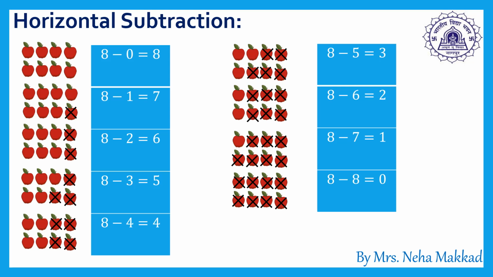In the next one, when we cross out 7 apples from the given 8 apples, the answer that we obtain is 1. And when we cross out all the 8 apples from the given 8 apples, the answer which we obtain is 0.